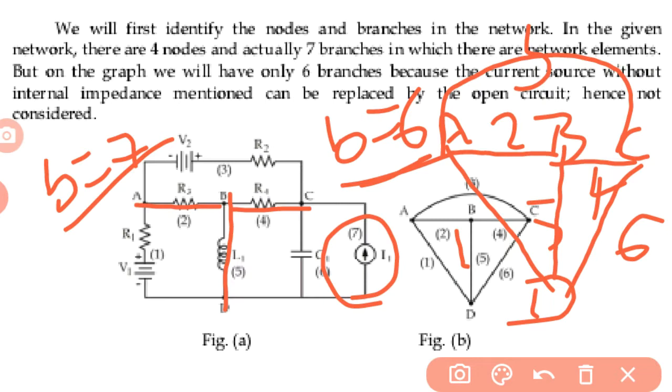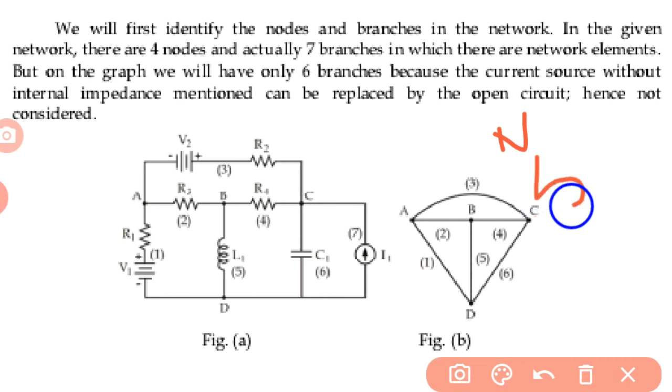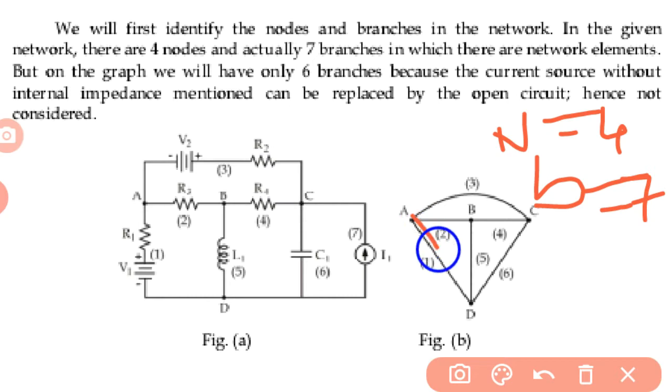Once again I repeat. When we draw the graph of a network, first we are calculating the number of nodes and the number of branches. The node is the joining point, and the branch is what lies in between the nodes. So here the number of nodes is equal to 4 and the number of branches is equal to 7. We are replacing these elements with a graphical representation. First we represent the nodes A, B, C and D. After that we join the nodes, representing the branches. That is the graphical representation. This is called a graph of a network.